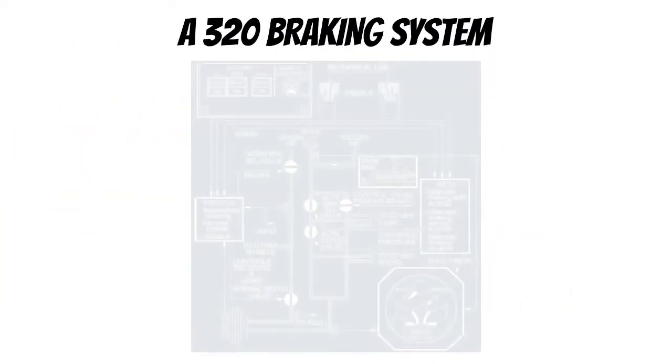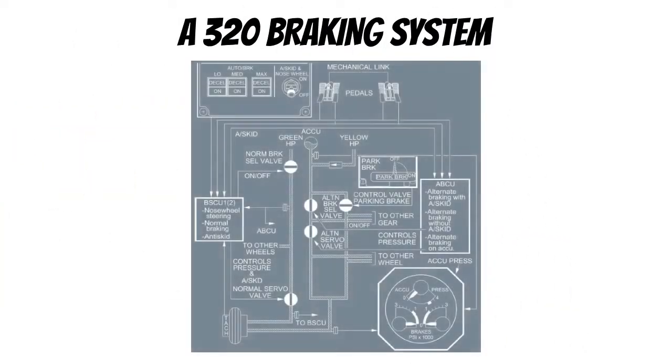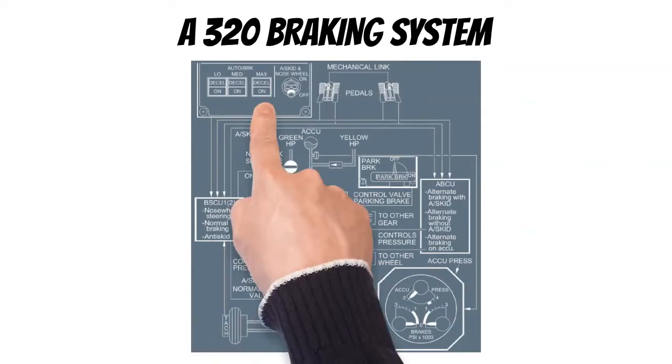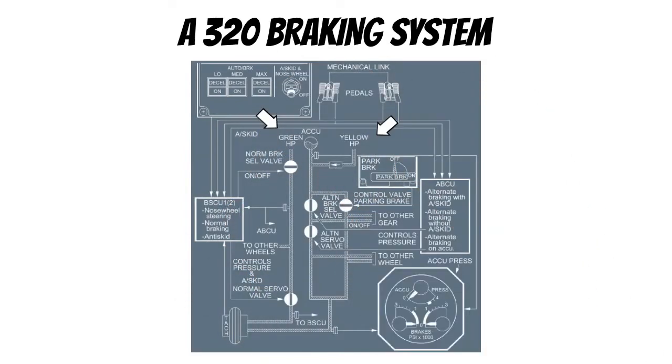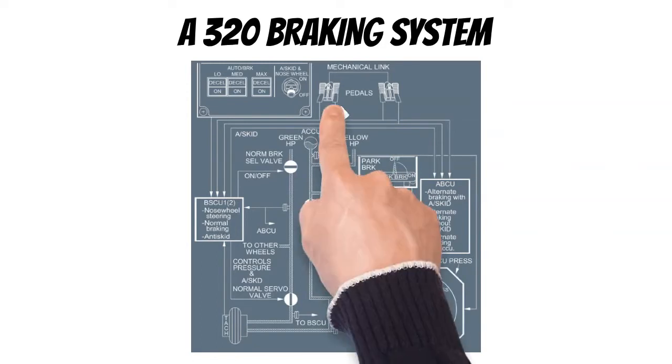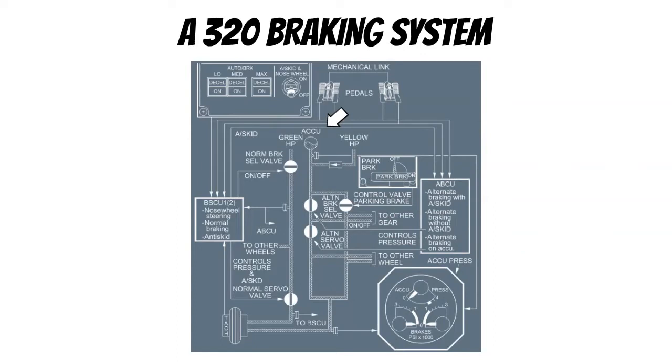Each of the main wheels is equipped with multi-disc carbon brakes. Two sets of pistons supplied by the green and yellow hydraulic systems operate the brakes. The green hydraulic system powers one set of pistons for the normal braking system. The other set of pistons is powered by the yellow hydraulic system and a yellow pressure accumulator for the alternate braking system and parking brake.